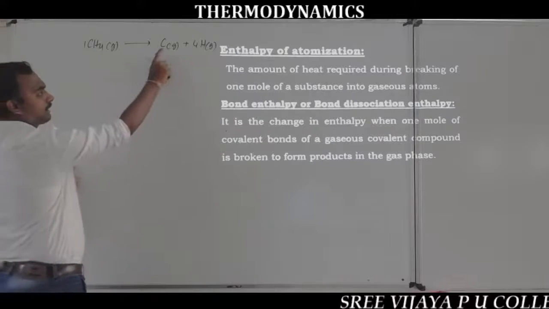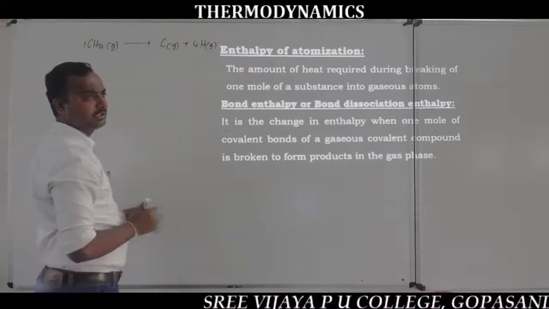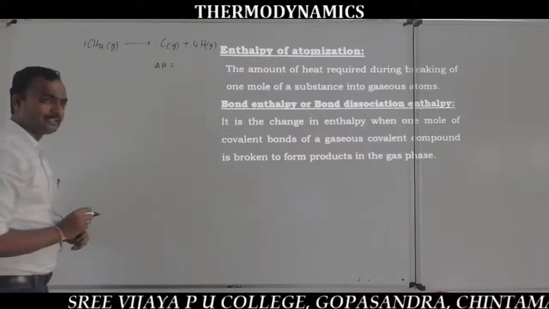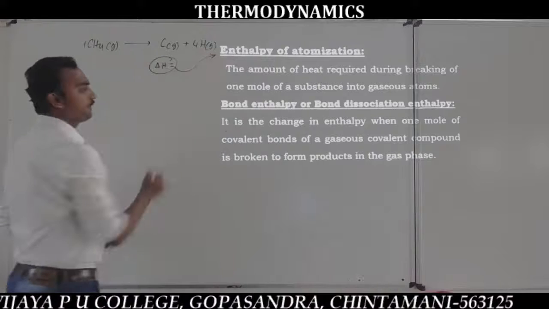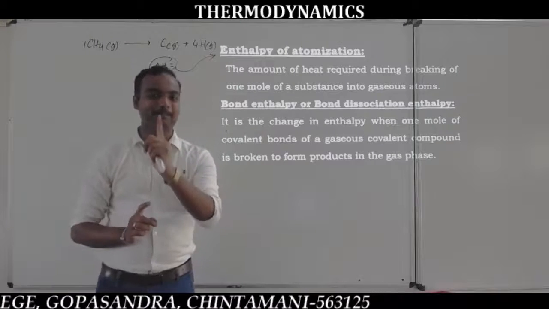So when we break it, the carbon atom comes, this gaseous carbon atom comes, and gaseous 4 hydrogen atoms come. So now whatever energy is required during this, that is delta H. Change in enthalpy is called enthalpy of atomization. Remember, enthalpy of atomization is always positive.